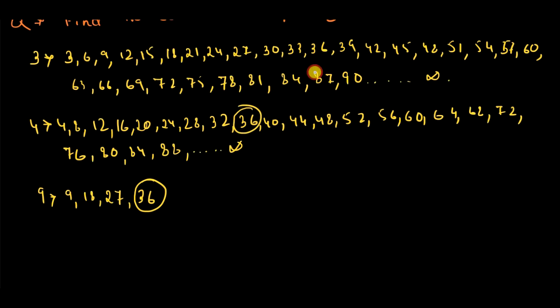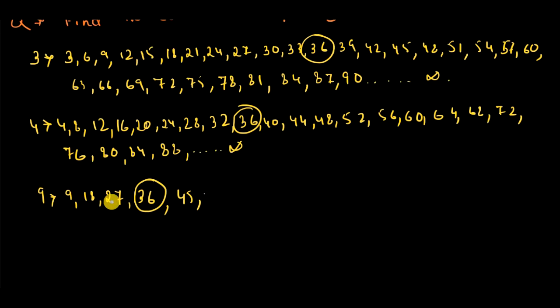Here 36 is common, so 36 will be a common multiple of 3, 4, and 9. But we don't have to find just one common multiple. We have to find them, but not all of them, because it's till infinity. It's not possible. We can find up to a certain limit, up to a certain number. The next one will be 45. 45 is not there.